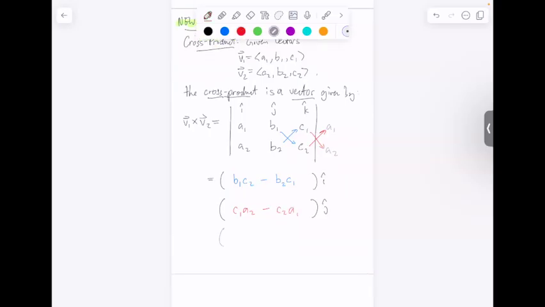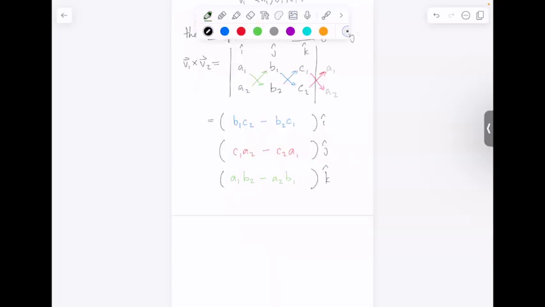And then for the k component, I'm going to do the remaining part here. I'm going to look at this box, and this is going to be a1 b2 minus a2 b1. All right, so altogether, v1 cross v2 has the following components: b1 c2 minus b2 c1, c1 a2 minus c2 a1, a1 b2 minus a2 b1. All right, so that's the output.